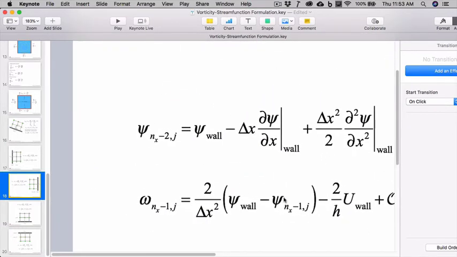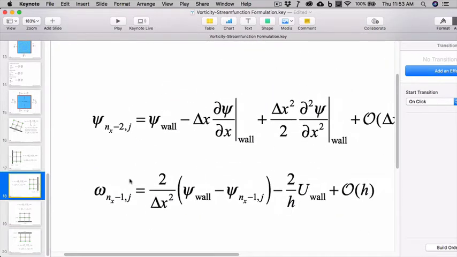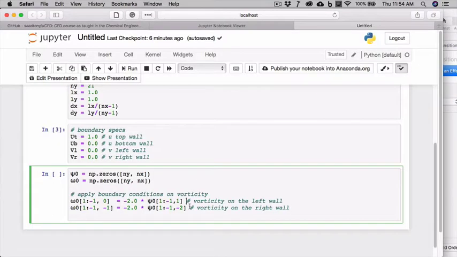It is psi wall minus psi interior. Psi wall is 0, so that gives us -2 psi interior over delta x squared. Oh, I didn't do the delta x squared yet. This is psi interior, so this should be over dx dx. Okay? Over dx dx.